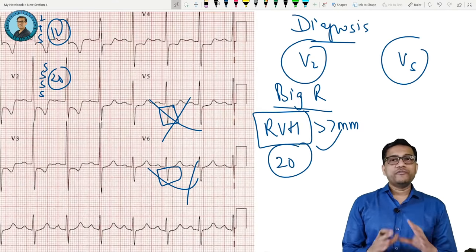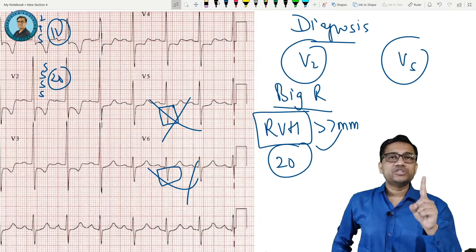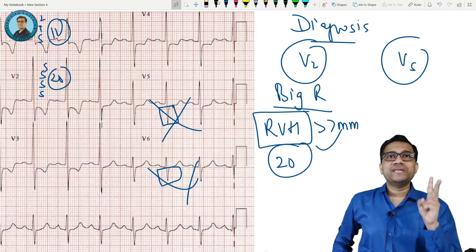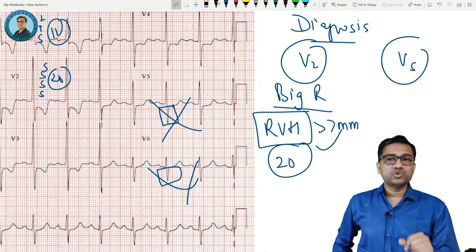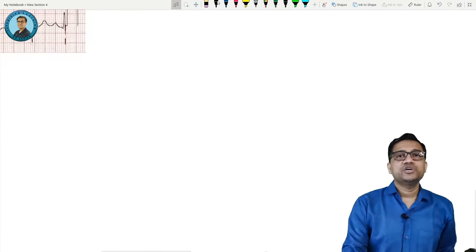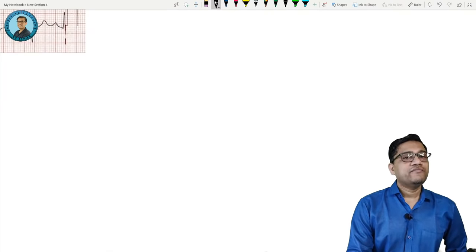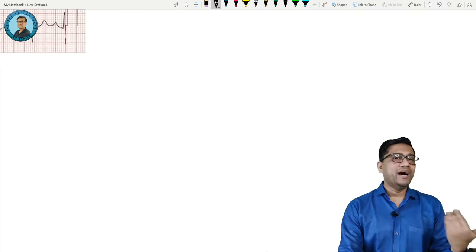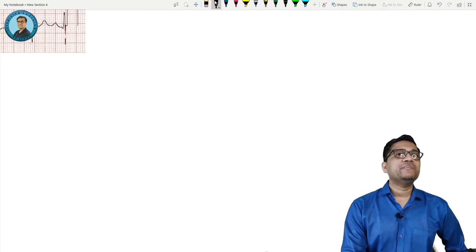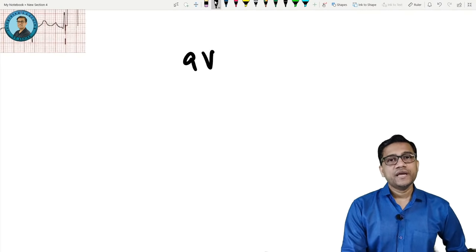So I hope all of you have learned the axis. Yes or no? And have you learned the leads? And have you learned the hypertrophy criteria? So let's do a revision before going further. First revision is, remember, which are the leads, okay? I'll ask you and you answer, okay? You tell me which lead it is, okay?